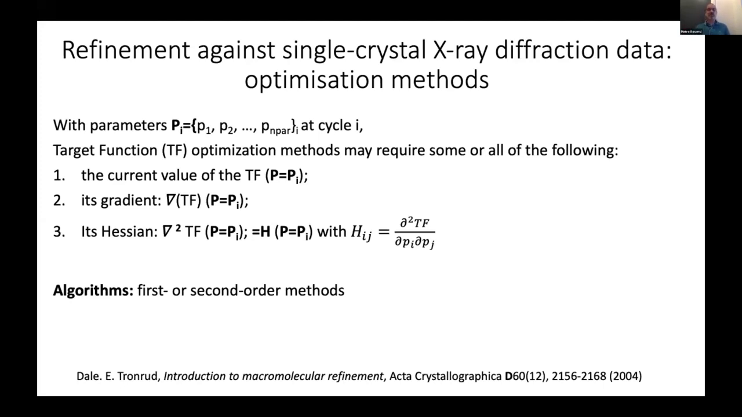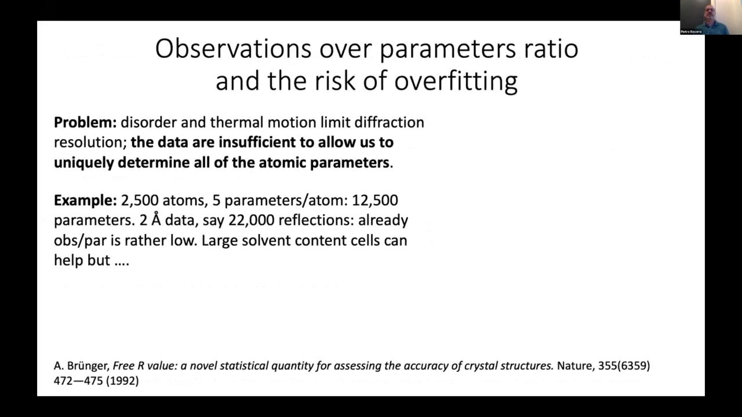Optimization methods, obviously, as we already saw in the picture, need the values of the target function for the current model during refinement, and we can compute the gradient, and we can compute the matrix of the second derivatives of the target function. Not all algorithms use both gradient and Hessian, and in fact, full Hessians are rather rare in macromolecular refinement.